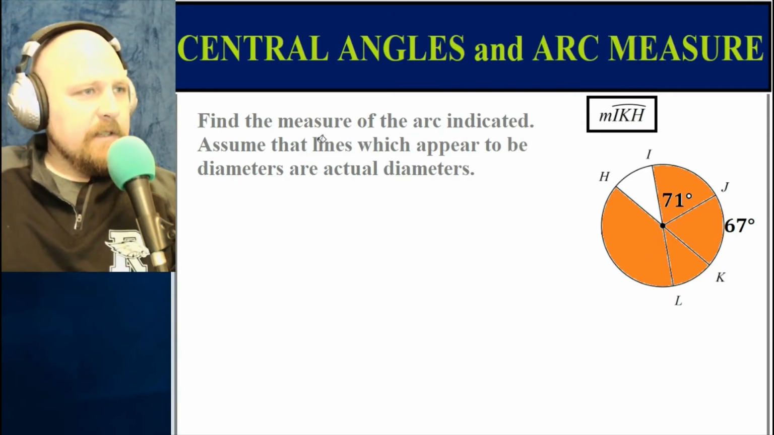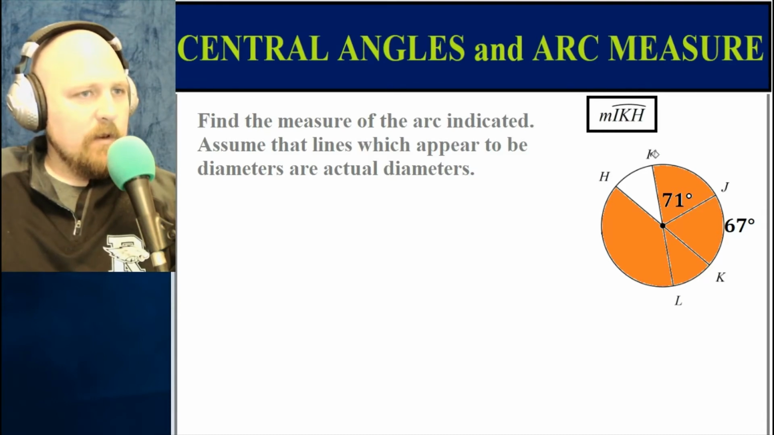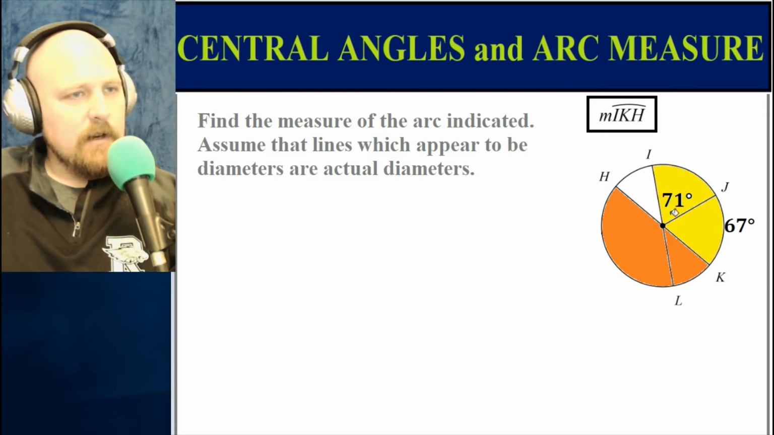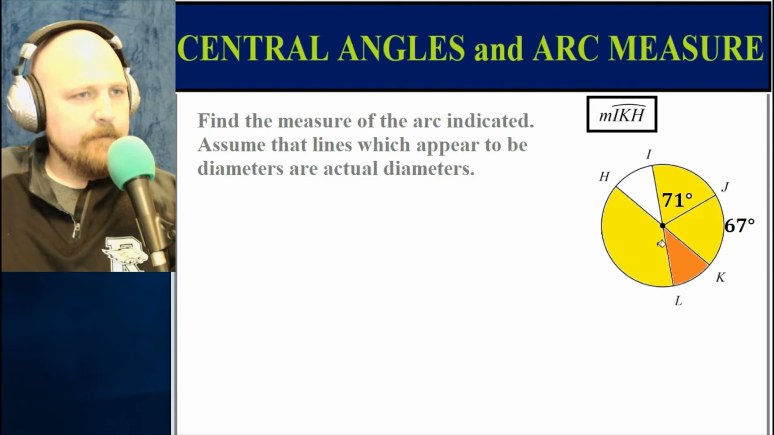Here it says to assume that the lines which appear to be diameters are actual diameters. Well, I to L is a diameter, and H to K is a diameter, which creates vertical angles. So these two central angles right here are congruent. If you add them together, they're congruent to this central angle right here.